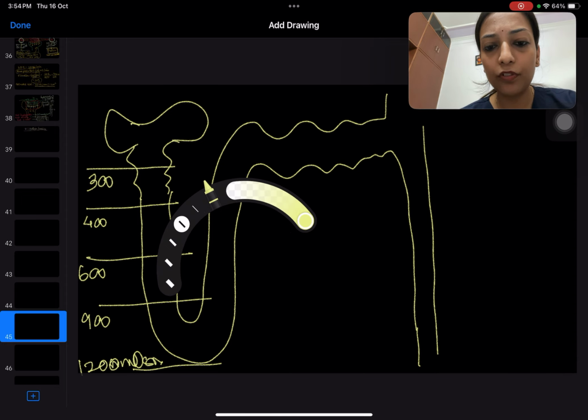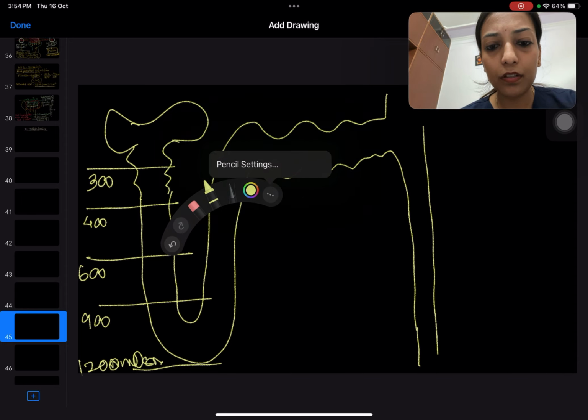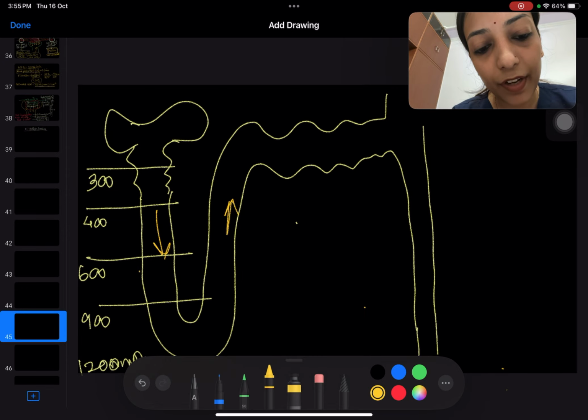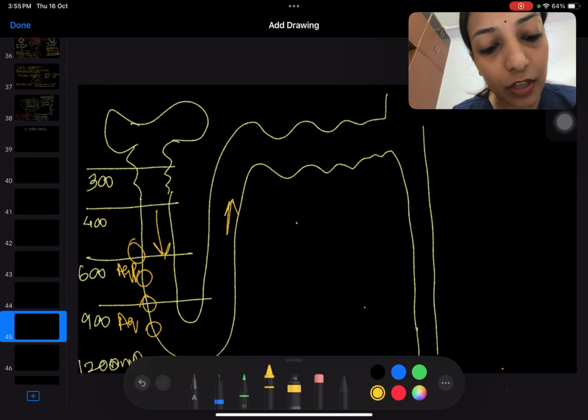So the loop of Henle is the descending limb and the ascending limb, right? Please understand, the descending limb is highly permeable to water. Why? Because it has channels. Which channels are there? Aquaporin channels, right? So what is going to happen? I'll make it again here.